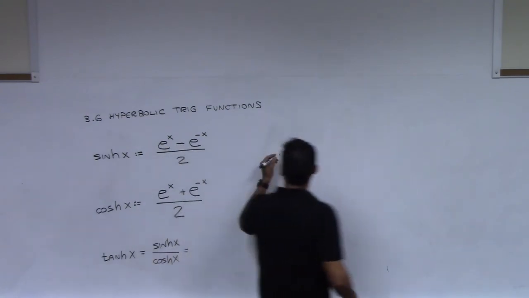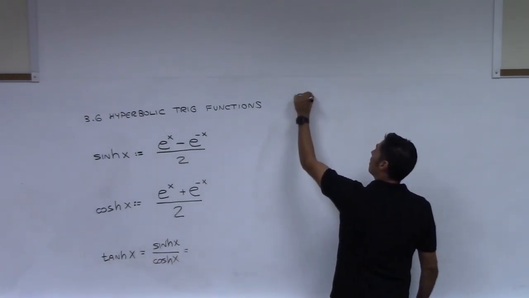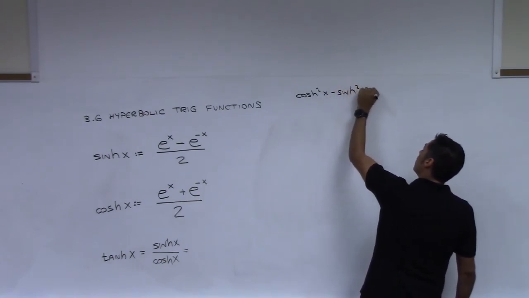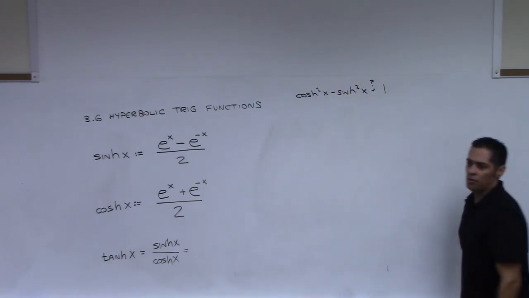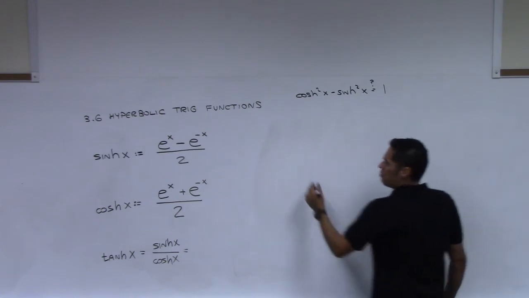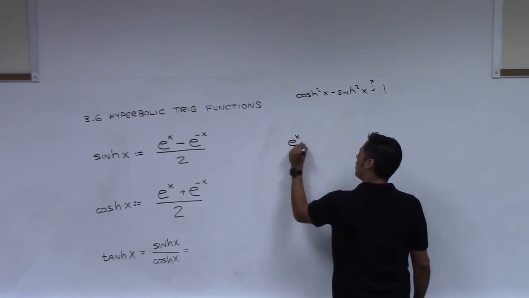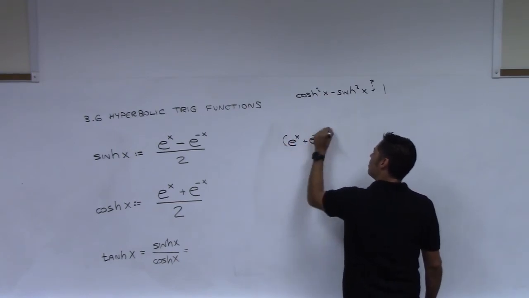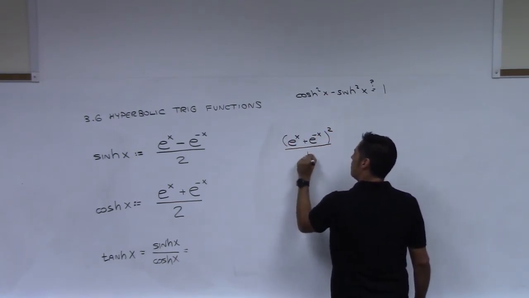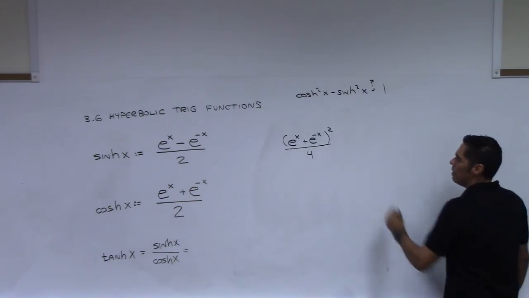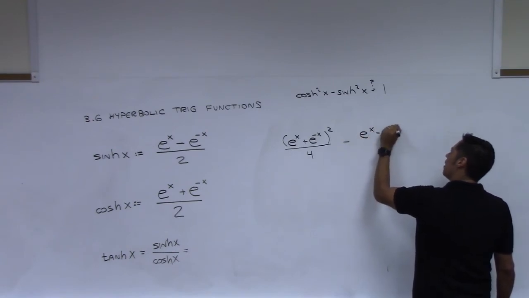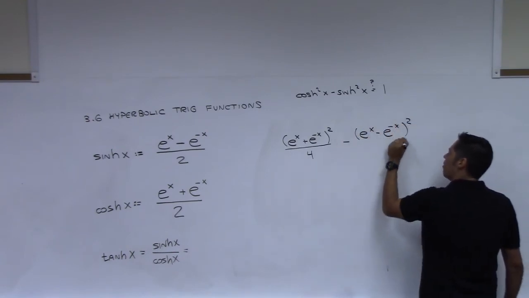All right, so let's try this. Remember what we're trying to verify. Cosine hyperbolic squared x minus sine hyperbolic squared x equals 1. We're kind of asking, is that true, right? So let me square cosine hyperbolic. So when I square the top, I have to do that, right? And when I square the bottom, I get 4. And then let me subtract from that e to the x minus e to the negative x squared over 4.